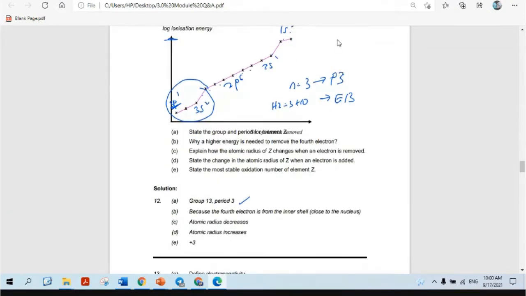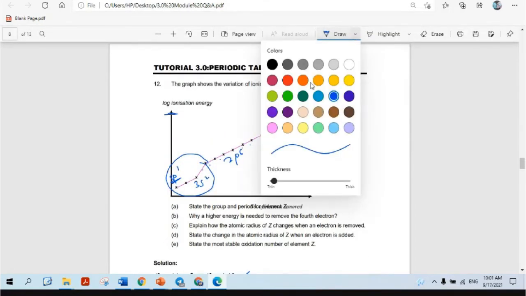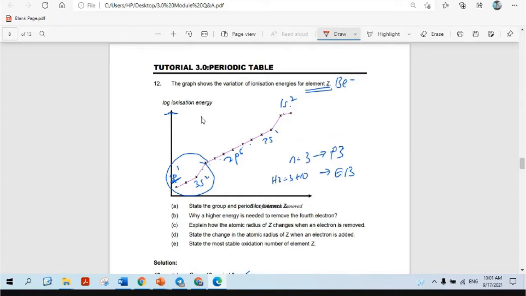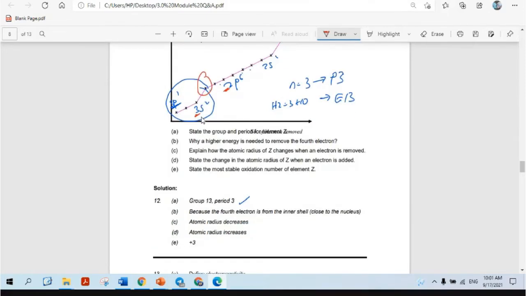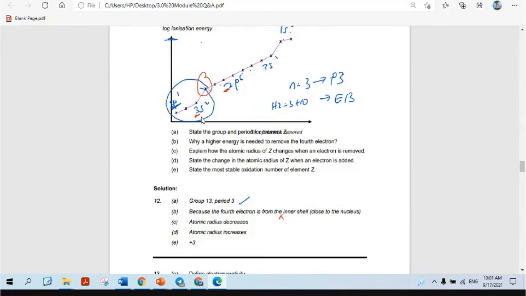Okay, next. Why is a higher energy needed to remove the fourth electron? You see, the fourth electron is here. Based on electronic configuration, the fourth electron is from here, from n equal to 3, then change to n equal to 2, meaning that this is a completely filled inner shell. Please add completely filled or full filled inner shell. There are 2 marks. One is due to the inner shell, another one is due to the completely filled inner shell.